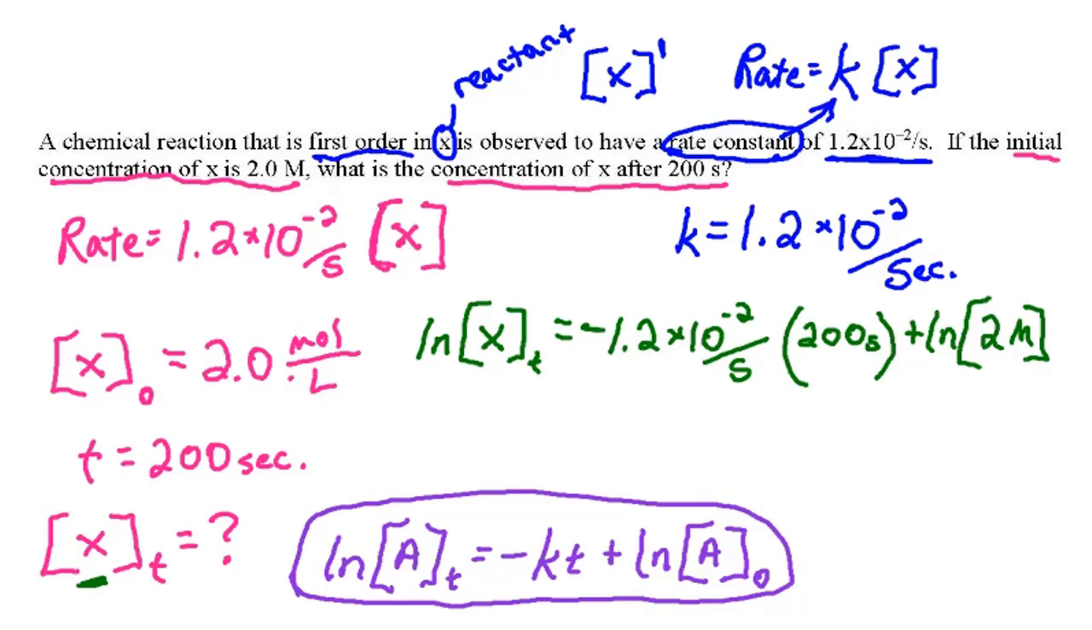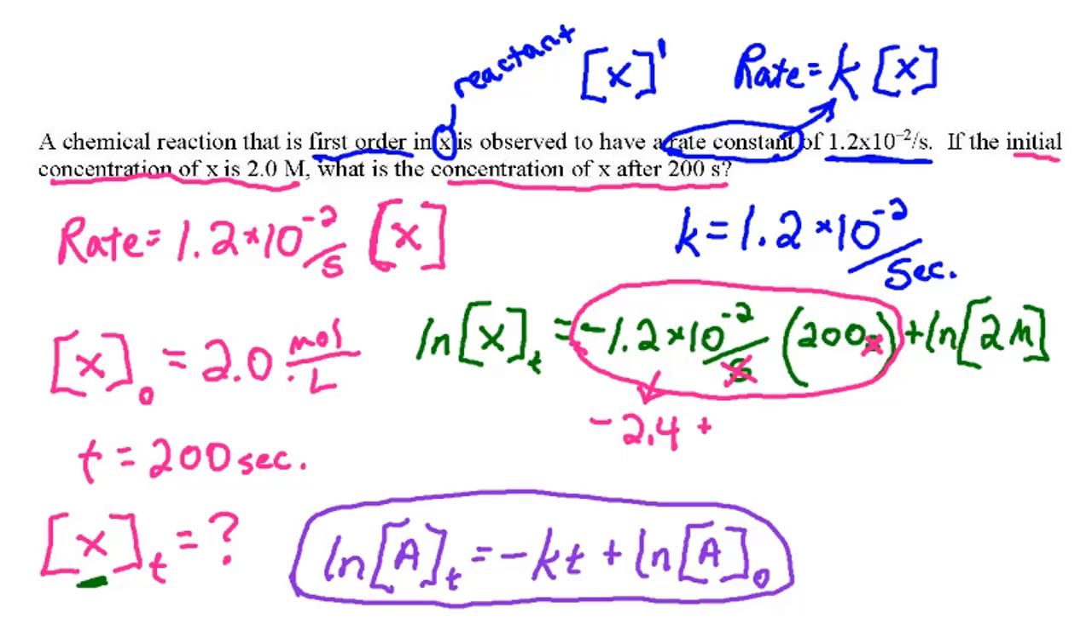Now, first of all, we can cancel some stuff out. The seconds underneath the K can cancel out with the seconds in the time before we multiply these together. So now let's multiply negative 1.2 times 10 to the negative 2 times 200, and that's going to equal negative 2.4. So all of this right here is negative 2.4.